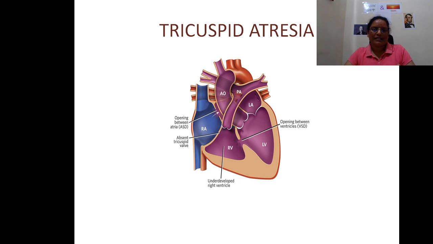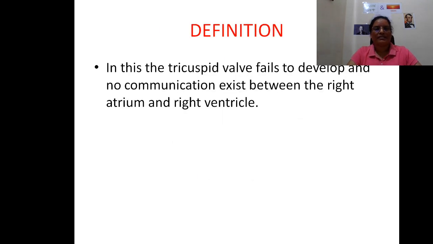works as a communicator between the right atrium and right ventricle, and the right atrium pours blood into the right ventricle with the help of the tricuspid valve. But in case of tricuspid atresia, the valve is not present due to a developmental defect during the time of embryology.